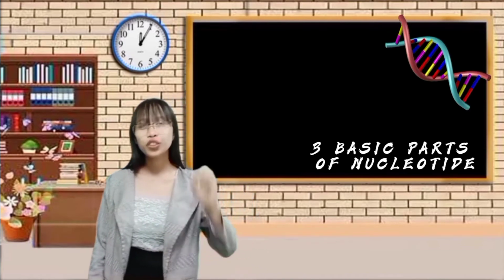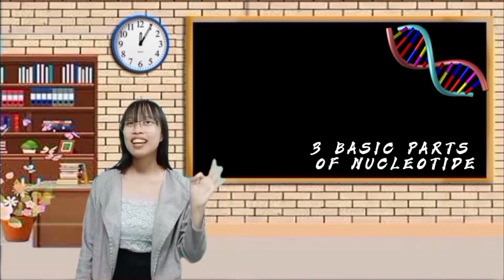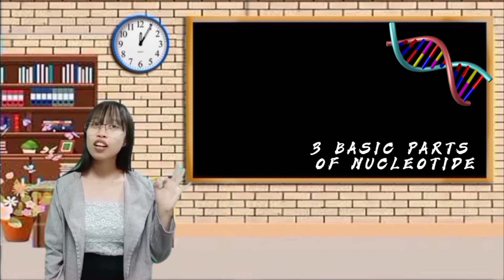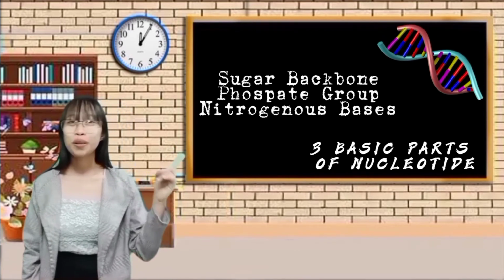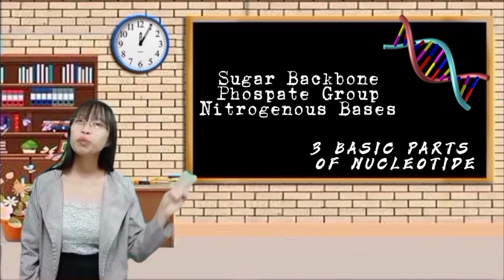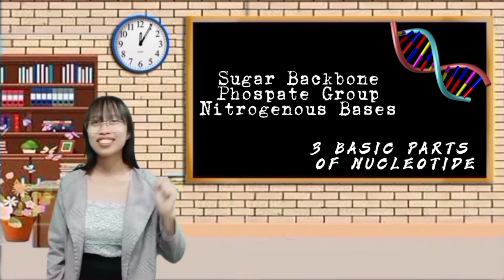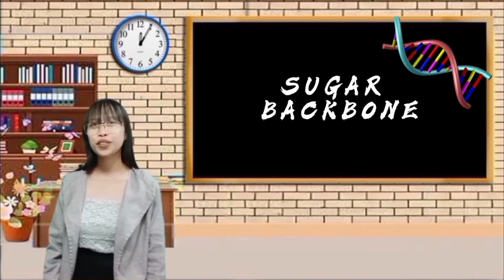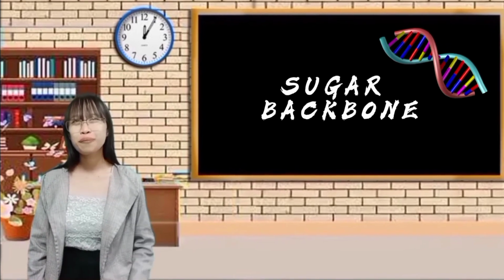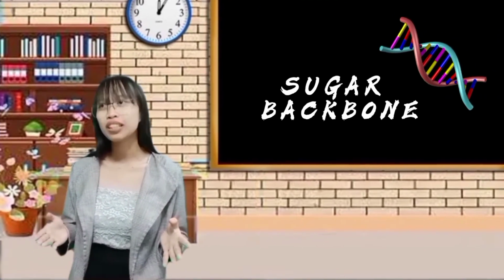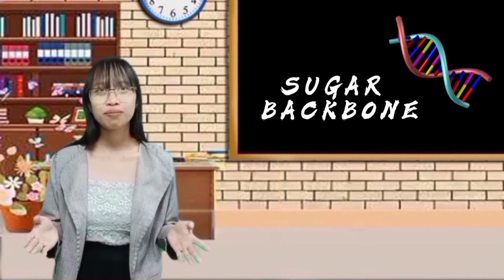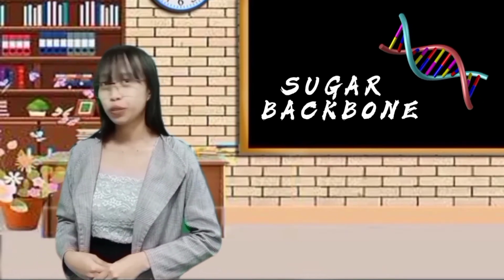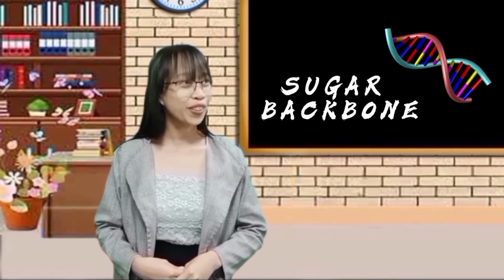So, what are the 3 basic parts of a nucleotide? Yes, Jaira. The 3 basic parts of a nucleotide are first, the sugar backbone, second, the phosphate group, and third, the nitrogenous bases. You're correct. So let's discuss first the sugar backbone. The sugar that makes up the backbone of DNA molecules is called deoxyribose. It is a 5-carbon sugar that is interspersed with the phosphate group, forming a repeating pattern.